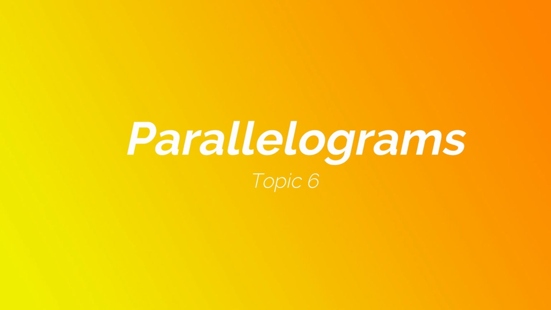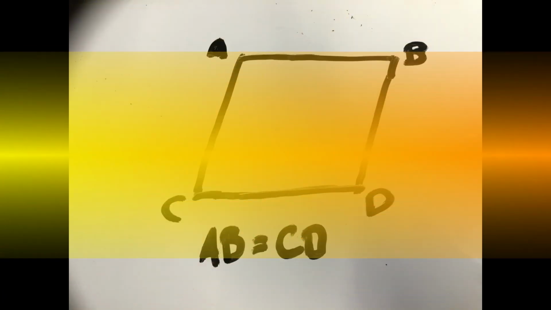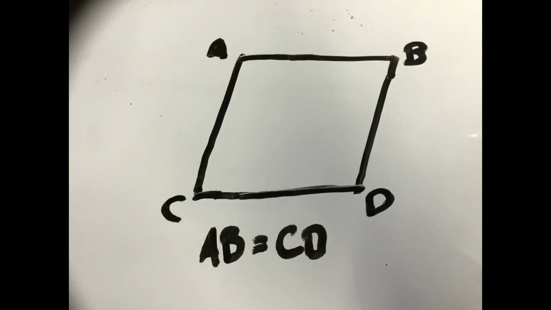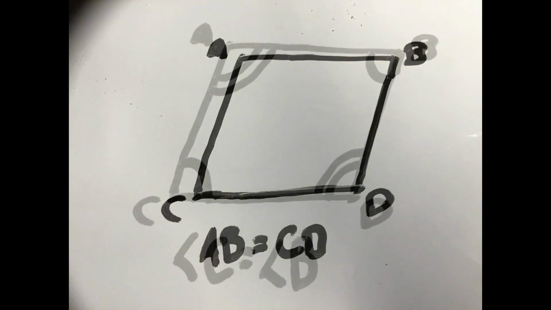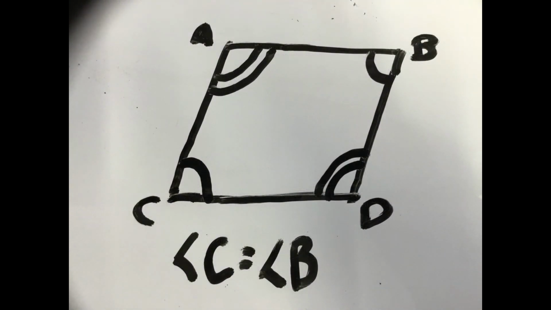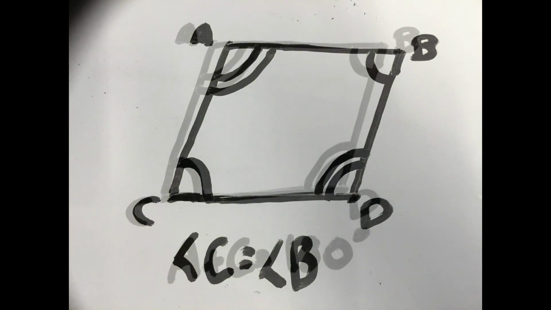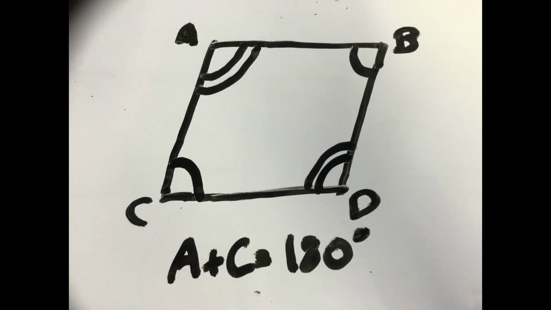Then we have parallelograms, which always have two parallel sides. AB is always going to equal CD, and AC will equal BD. Opposite angles are going to equal each other: angle C and angle B, and angle A and angle D. And angles on the same side are going to add up to 180 degrees, as angle A and angle C will add up to 180 degrees, as will C and D, D and B, and B and A.